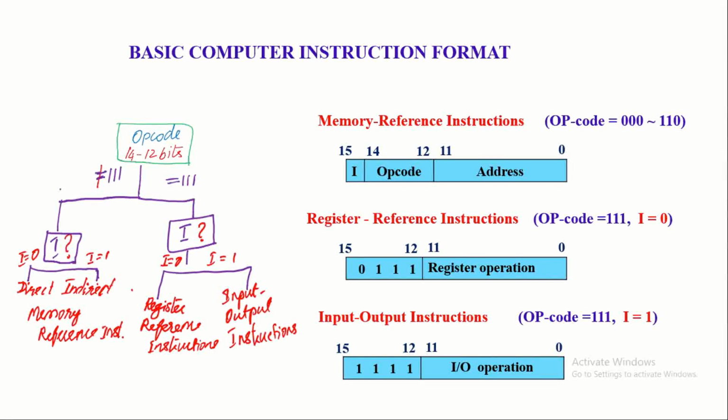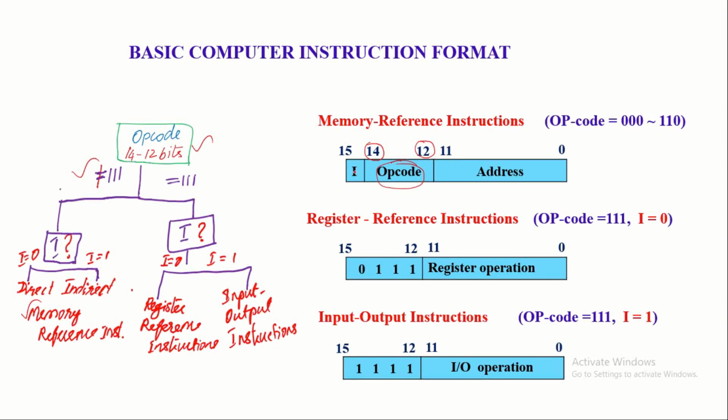Particularly, to determine the type of the instruction, the opcode part of the instruction, that is the 12 to 14-bit values, are first checked. If the 12 to 14-bit values are not set to 111, it is of type memory reference instruction. And memory reference instructions can be classified into two more types based on the type of the address specified in the instruction: direct memory reference instruction and indirect memory reference instruction.